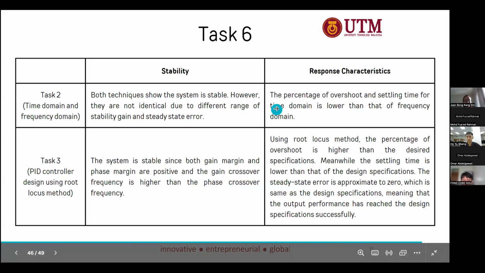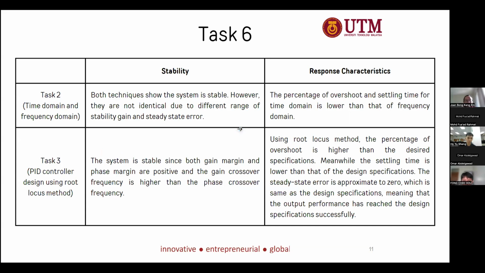So in task 6, we are comparing the approaches that were used in task 2 to task 5. So we are able to obtain all the stability and response characteristics. However, we are able to determine which approach is the best and most effective since it depends on the type of performance that we want the system to have.